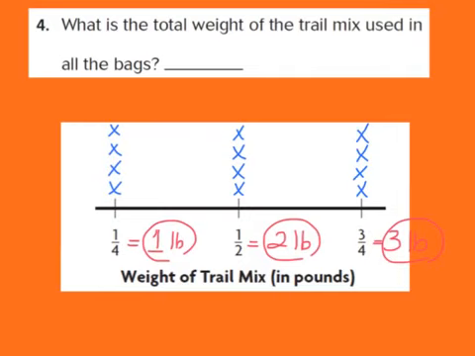Now this question once again says, what is the total weight? So if I'm going to find the total weight, I'm going to add those amounts together. So I'm going to be adding my 1 pound plus my 2 pounds plus my 3 pounds. And when I add those amounts together, 1 plus 2 is going to give me 3, and 3 plus 3 is going to give me 6. So that tells me that there's going to be 6 pounds of the trail mix used in all of the bags. And we now have our total weight.